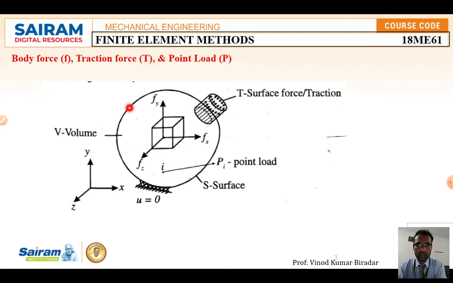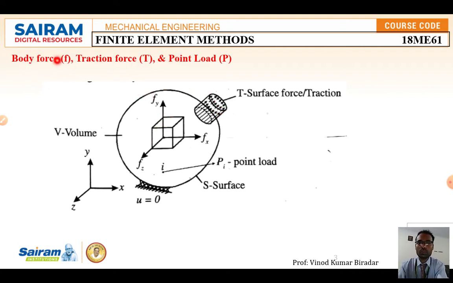So this is a body. Consider a three-dimensional object. Here f of x is the force acting along the x direction, f of y is the force acting along the y direction, and f of z is the force acting along the z direction. In this body there are three forces acting: body force, traction force, and point load.